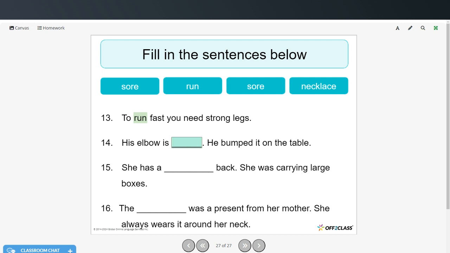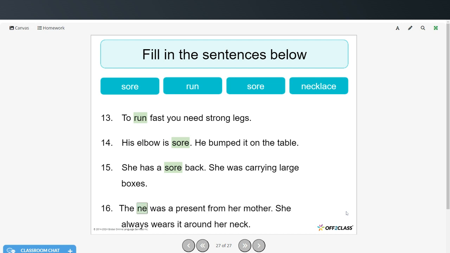His elbow is sore. He bumped it on the table. She has a sore back. She was carrying large boxes. And the necklace was a present from her mother. She always wears it around her neck.